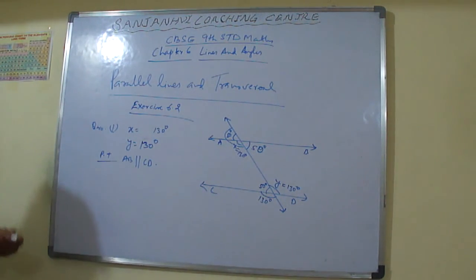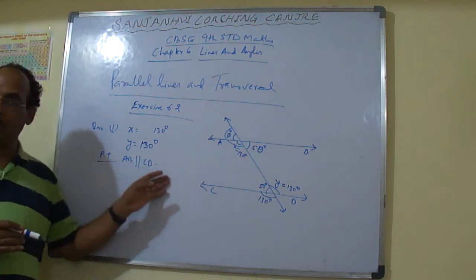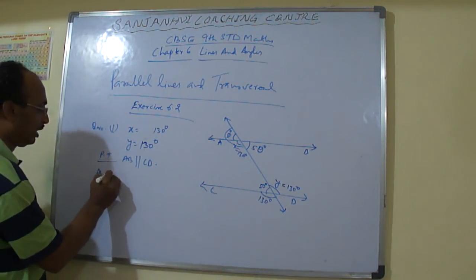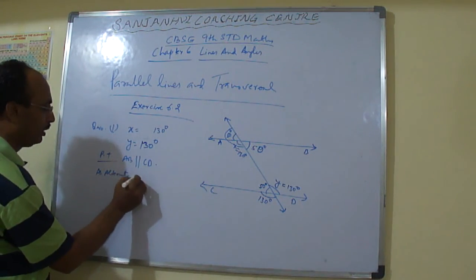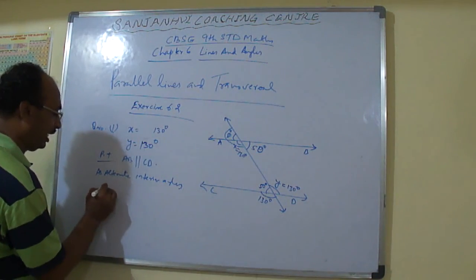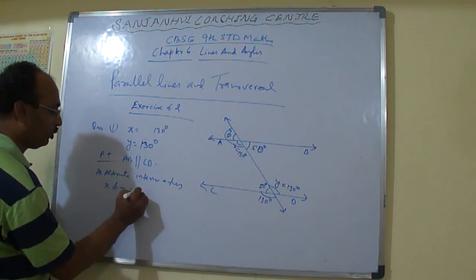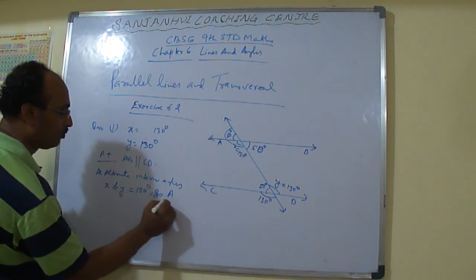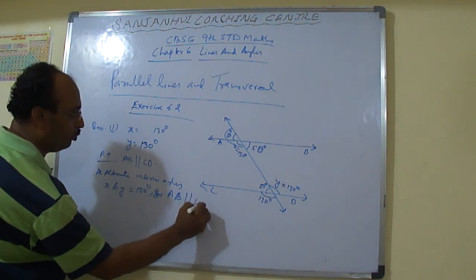Understood now? So AB has become parallel to CD. You can say, as alternate interior angles x and y are equal to 130 degree, AB is parallel to CD.